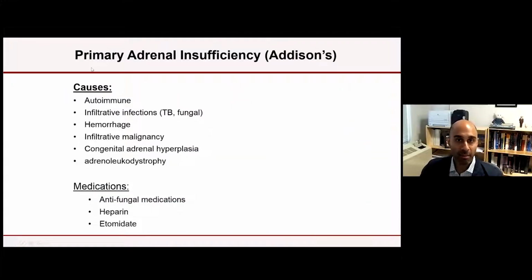So what causes primary adrenal insufficiency? Anything that destroys both adrenal cortices. The most common is autoimmune. In other parts of the world or in immunocompromised populations, tuberculosis, fungal infections, or anything else that can cause bilateral hemorrhage, bilateral malignant infiltration, congenital adrenal hyperplasia, adrenal leukodystrophy. There are some medication effects that are not very common that can also occur.